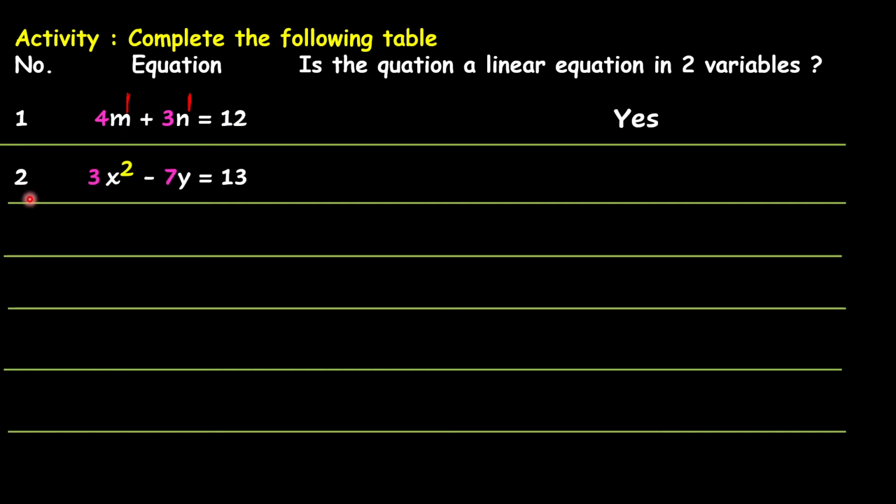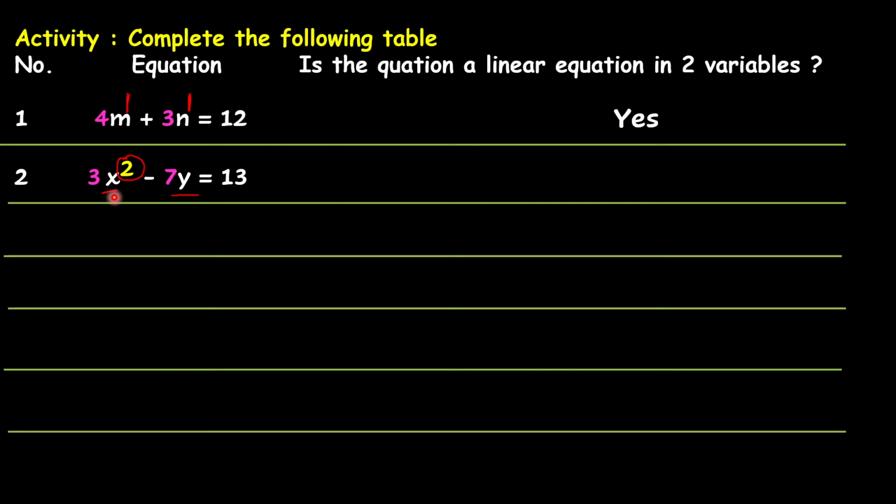The second equation is given 3x square minus 7y is equal to 13. Can you tell me which variables occur in this equation? X and y, these two variables occur in this equation. In the first term, power of the variable x is 2. Therefore, the degree of the first term is 2 and that is not equal to 1.